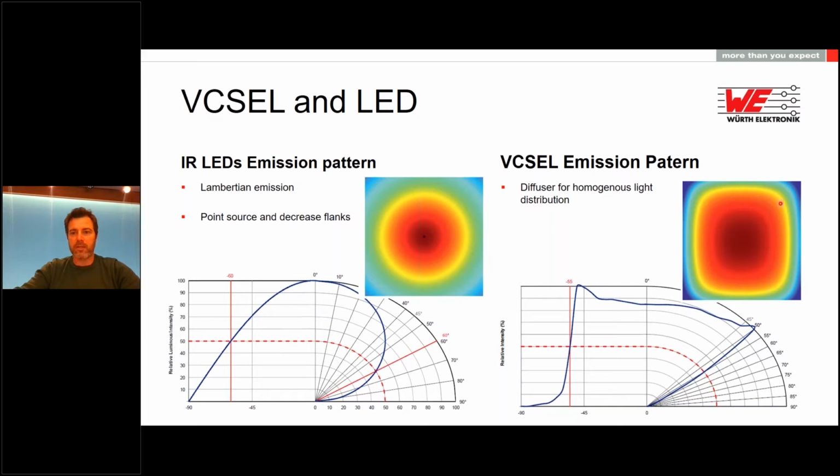On the other hand, a VCSEL has a more homogeneous pattern with a bigger flat surface where we have homogeneous emission, then very steep flanks and no emission outside, looking more or less like this 3D pattern. These two different patterns can be used for different applications, depending on what one needs to achieve.